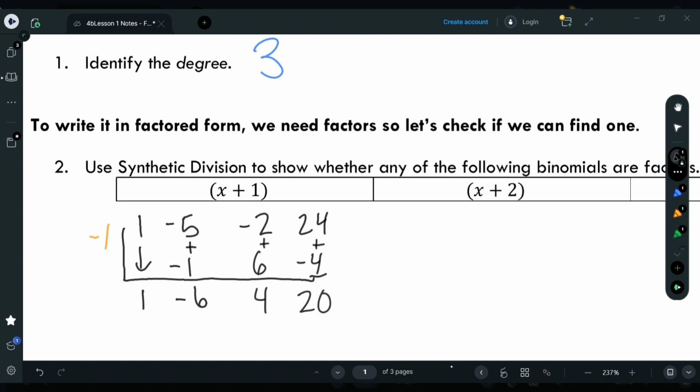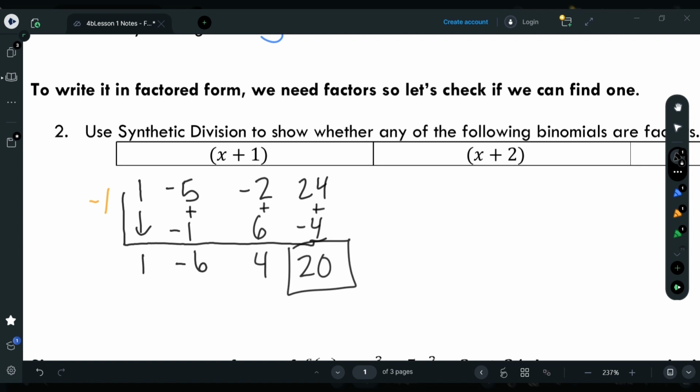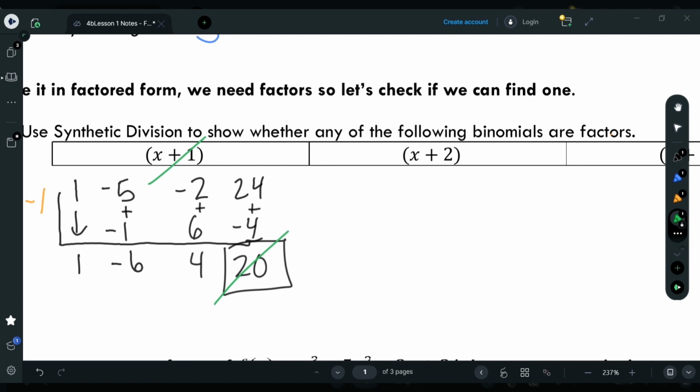hey, look, we can see here, this is our remainder. It's not a 0. So that means it's not a factor. Okay. X plus 1 is not a factor. All right, let's check x plus 2.